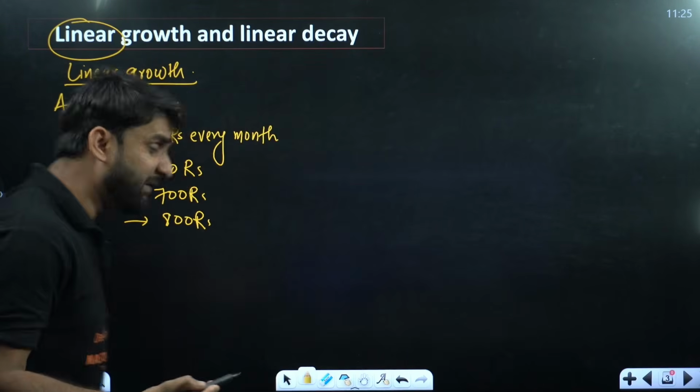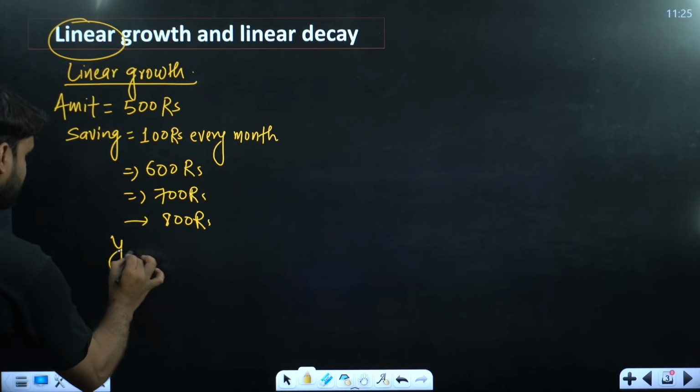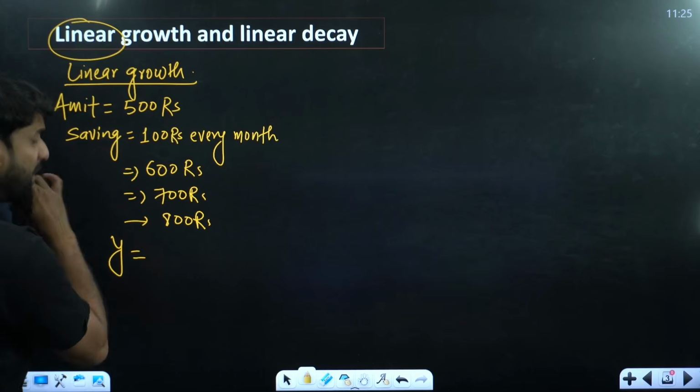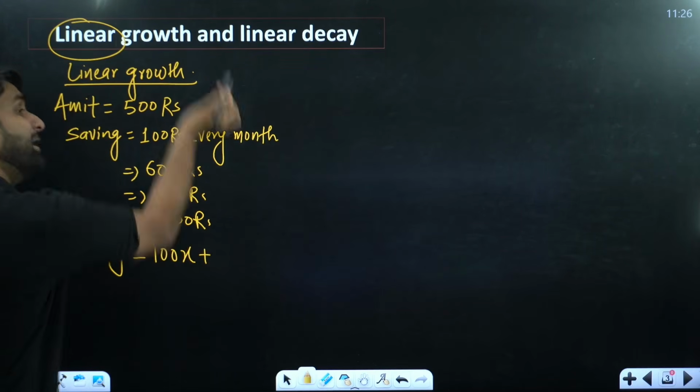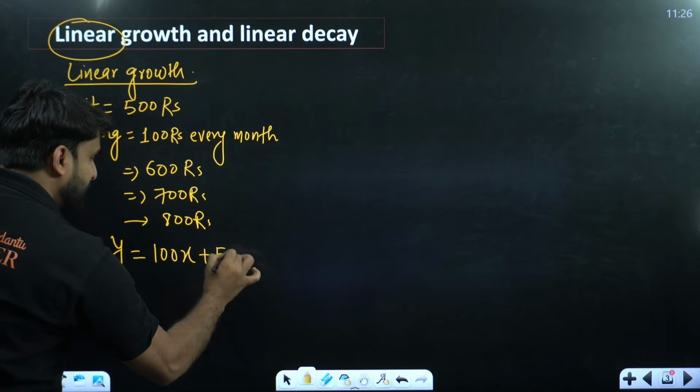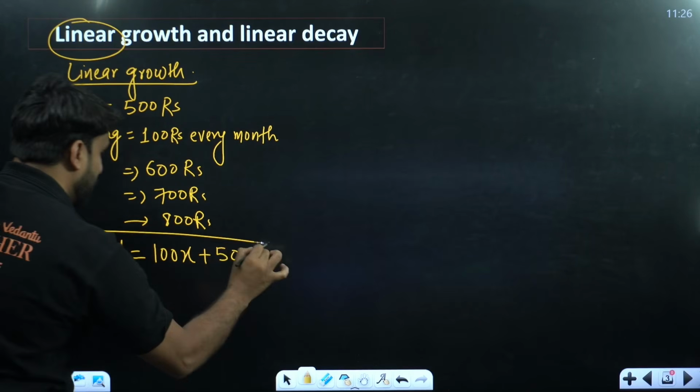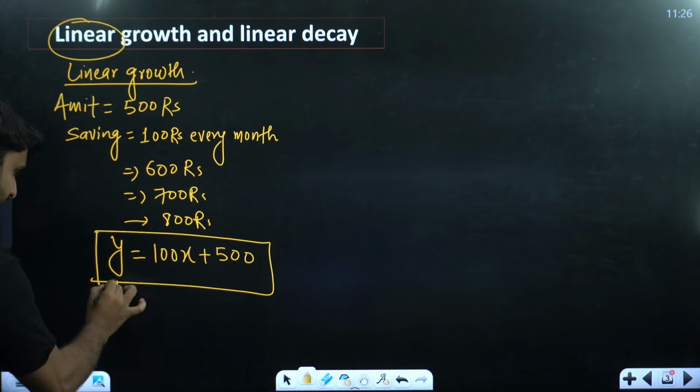Now we can make an equation. The equation will become y is equal to 100x plus 500, since he had already 500 rupees. So y is equal to 100x plus 500. Y is what?